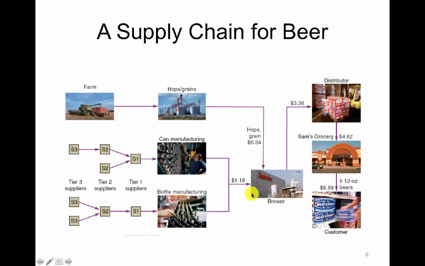And so ultimately you get to this point. For Budweiser to manufacture its beer, it needs all of these things: the hops and the grain, the cans, and the bottles. Then once it goes from the brewer, it goes to the distributor, which in turn takes it to the grocer. And then the grocer sells it to the consumer, and that's the end customer. Okay, so there are a lot of different people, a lot of different organizations involved in this supply chain for a brewer.